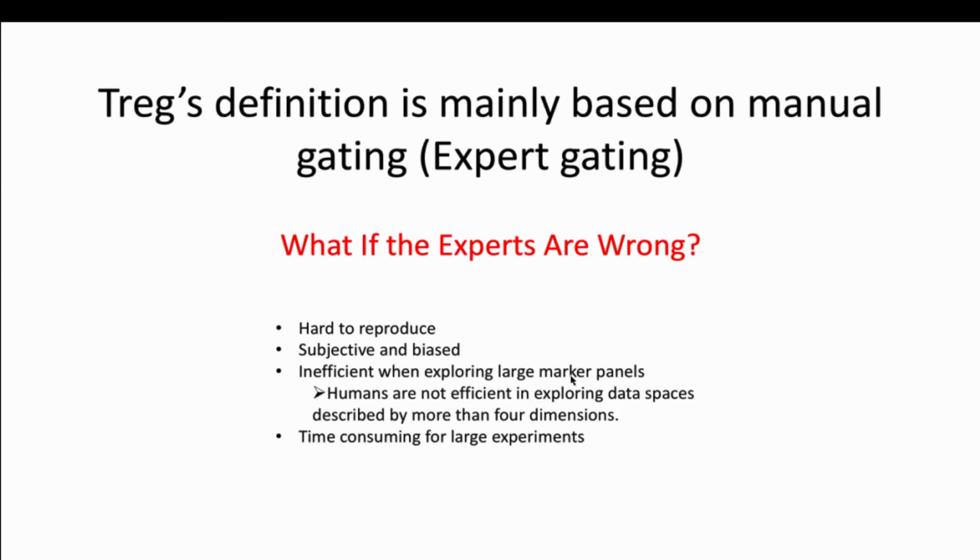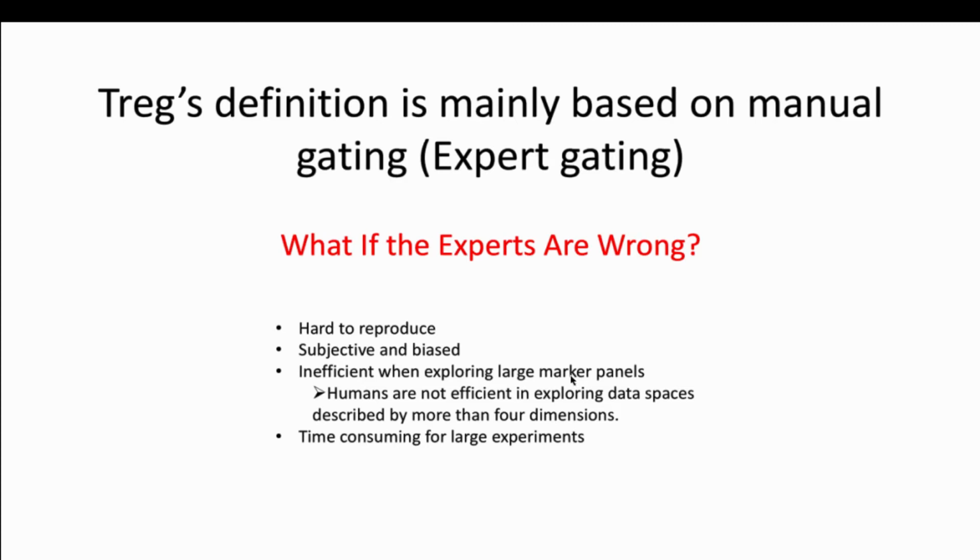Obviously, when you use this manual gating to define Tregs, it's hard to reproduce. It's subjective and usually biased, very inefficient when you do large marker panels, and time consuming if you want to look at large experiments. And I think one of the important problems is when you have a result from one center, it's very difficult to compare these results with other centers or other colleagues or collaborators when they work on the same subject or same disease.